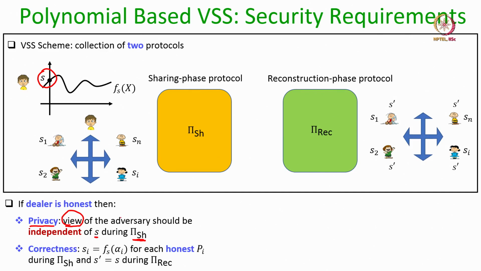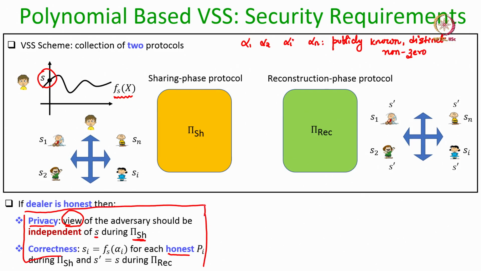If the dealer is honest, we also require the correctness property, which demands that the share for the ith party, if the ith party is honest, should be the value of the sharing polynomial picked by the dealer at x equal to alpha i. Here alpha 1, alpha 2, alpha i, alpha n are some publicly known distinct non-zero values from the field. Okay. So, as I said, these two properties are precisely the properties which we require if the dealer is honest and we are running an instance of Shamir's secret sharing, because then indeed the share of the ith party will be the value of the dealer's polynomial at x equal to alpha i.